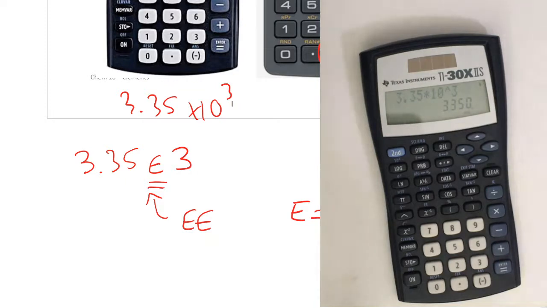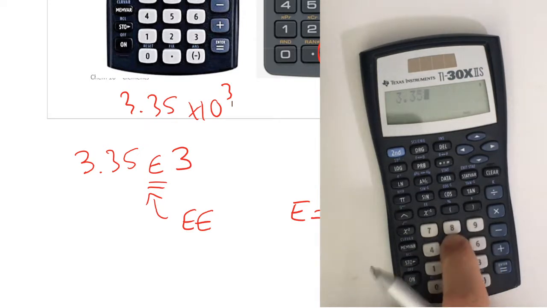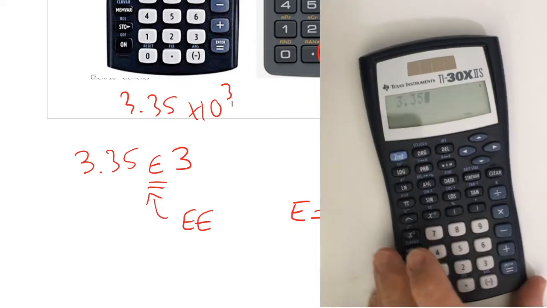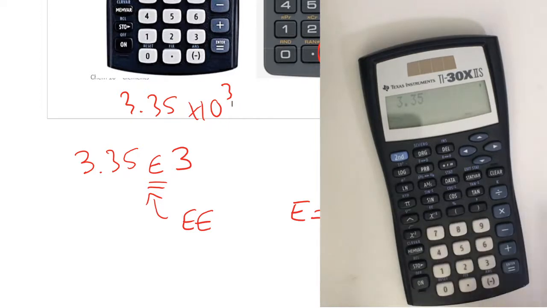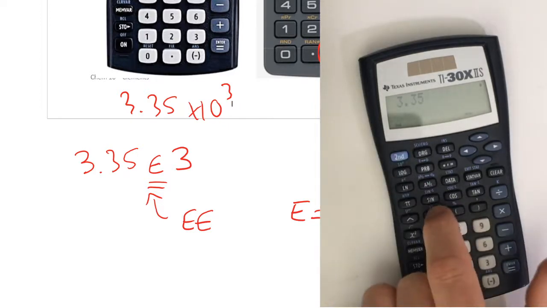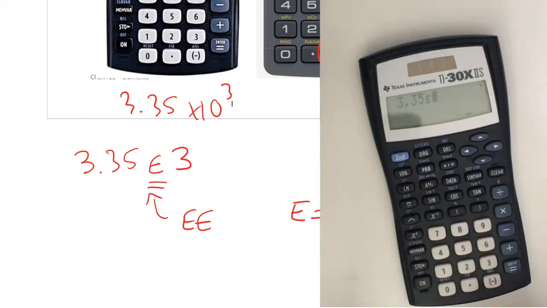What I'm going to put in my calculator is 3.35E3. So I'll show you that here. We're going to put 3.35. On the TI calculator, in order to get this EE here, I have to hit the blue second key, and then I get the E, and you can see that it put a little capital E there, and then I put the exponent up there. So I now have 3.35E3, and I hit enter, and it also says 3,350, which is what it is.